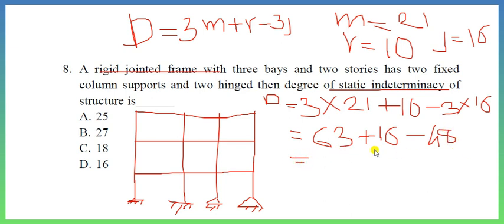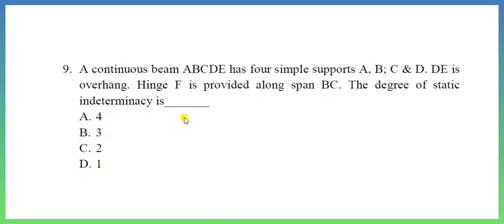So after calculating this, we will get 25. So option A is the correct answer. Next one, a continuous beam ABCDE has four simple supports A, B, C and D. DE is overhang and hinge F is provided along the span BC. The degree of static indeterminacy is.